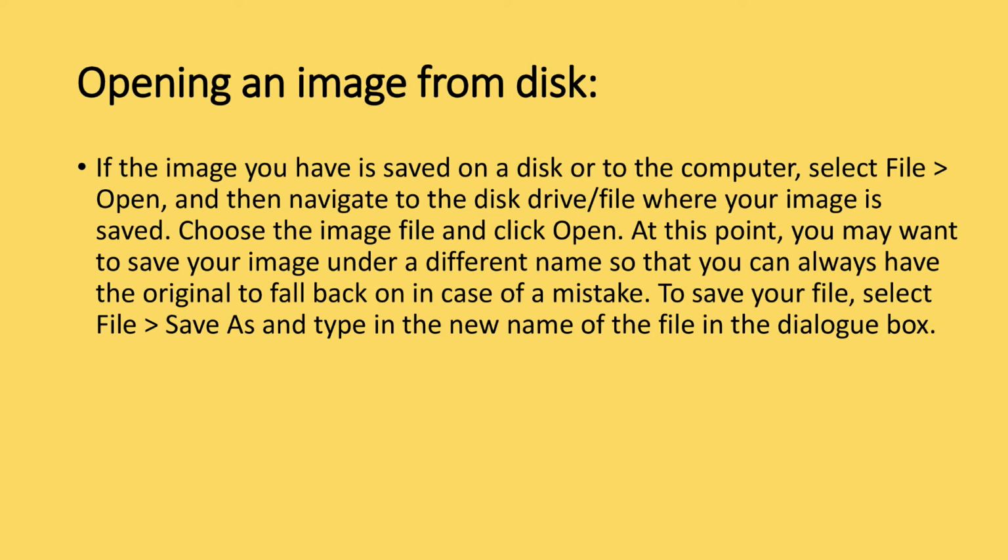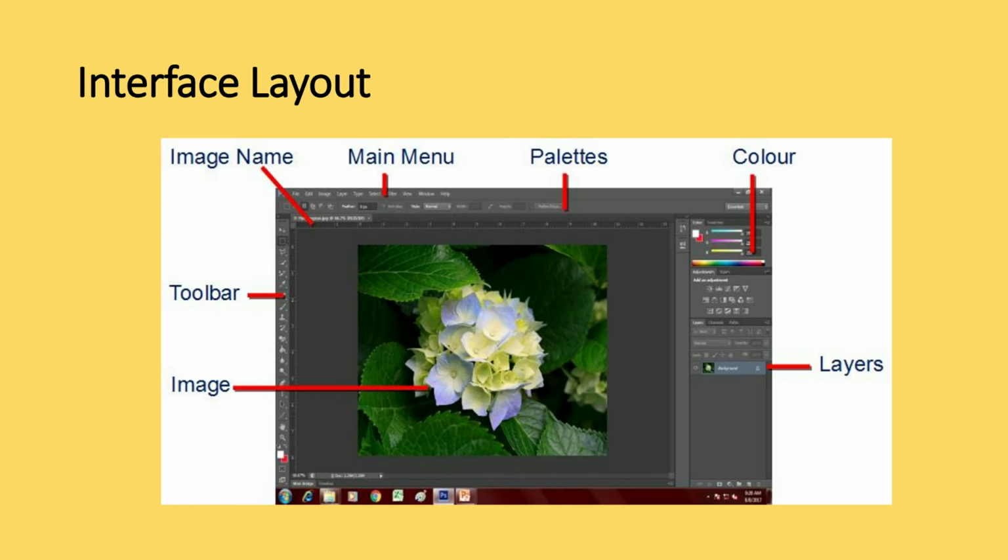Next topic is opening an image from disk. If the image you have is saved on a disk or to the computer, select File, then Open and then navigate to the disk drive or folder where your image is saved. Choose the image file and you can always have the original to fall back on in case of a mistake. To save your file, select File, Save As, and then type in the new name of the file in the dialog box.